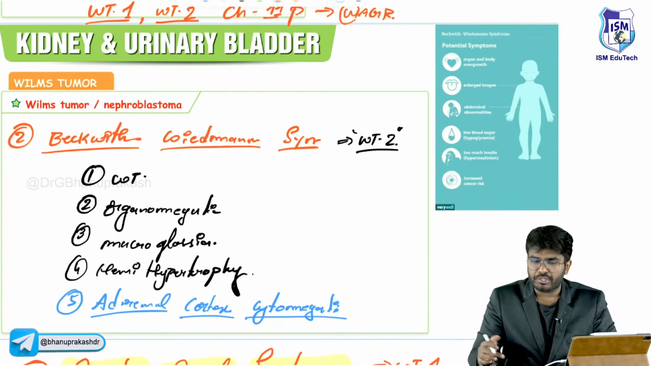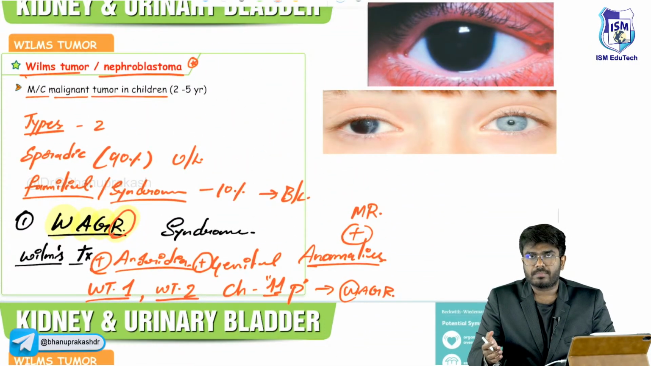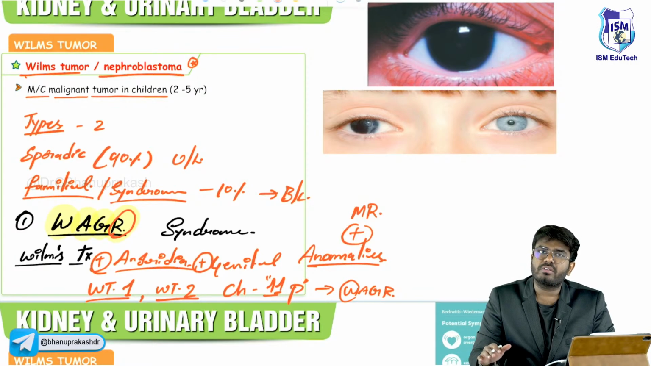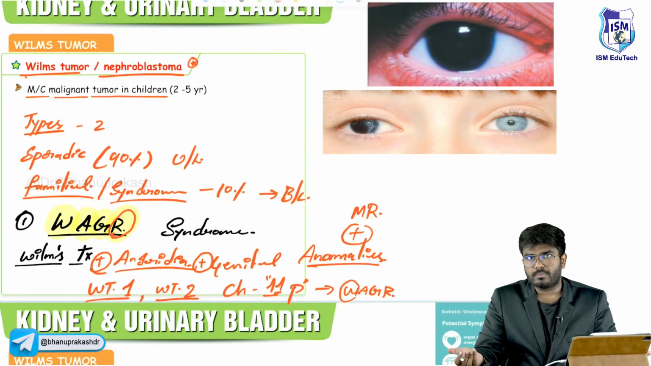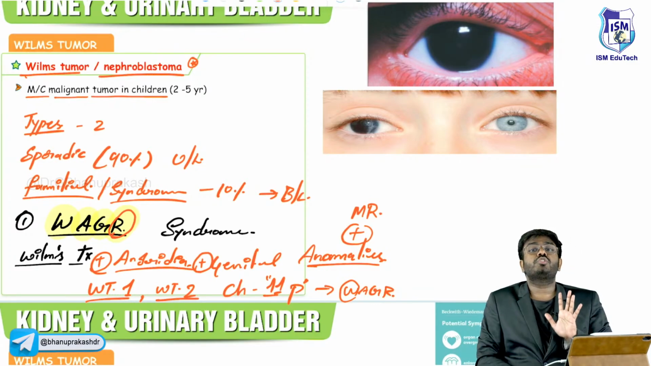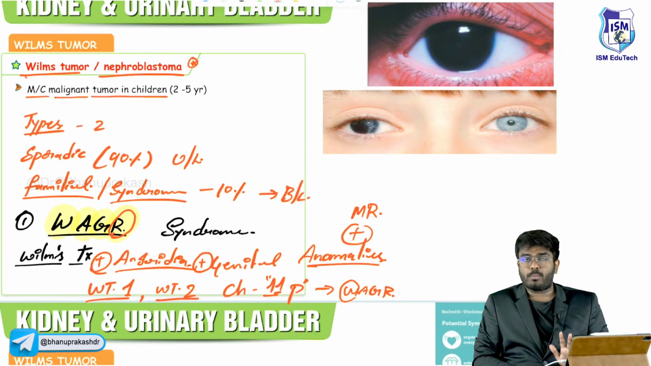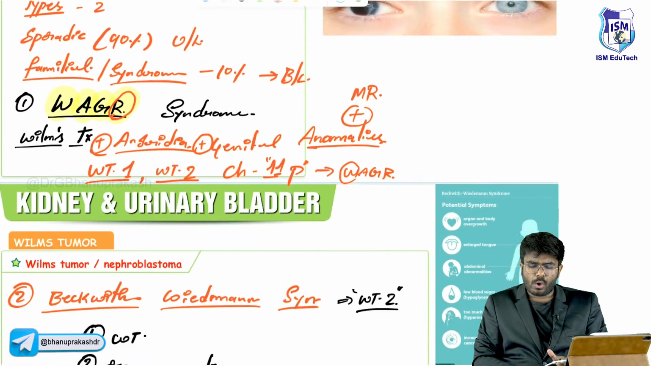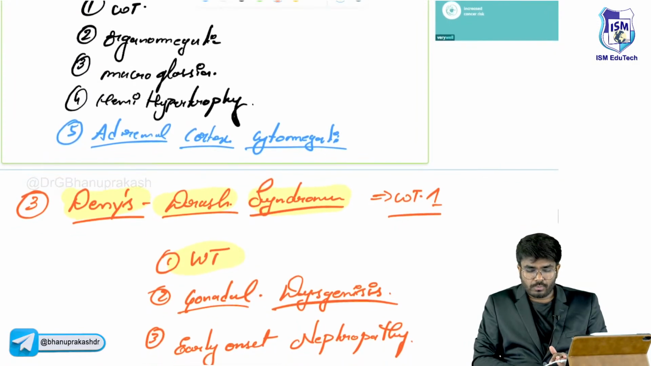Beckwith-Wiedemann is associated with the WT2 gene mutation. Sir, WAGR? WAGR is associated with both WT1 and WT2. Okay, so there are three syndromic conditions which can cause Wilms tumor in children, the most common malignant tumor in children. What are the three conditions? WAGR syndrome, Beckwith-Wiedemann syndrome, and Denys-Drash.